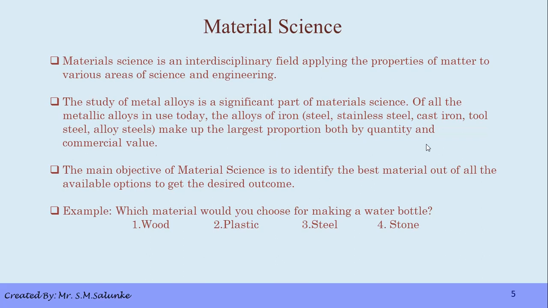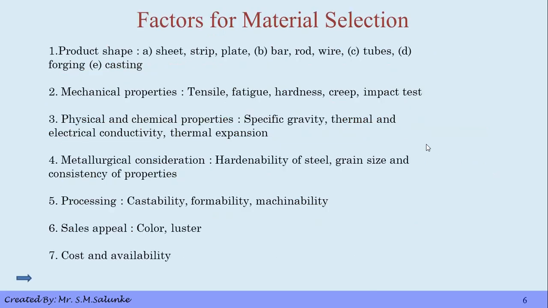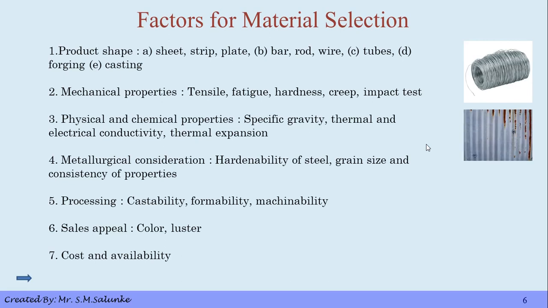Now that we have understood the reason behind selecting plastic for making a water bottle, let's further understand the various factors that are used for selecting a material. The first one is product shape, that is depending upon the shape of the product that we are manufacturing, we have to make a decision to select any particular material. For example, if the shape is like a sheet, strip, plate, barbed wire or tube, then we have to choose a material according to our requirement.